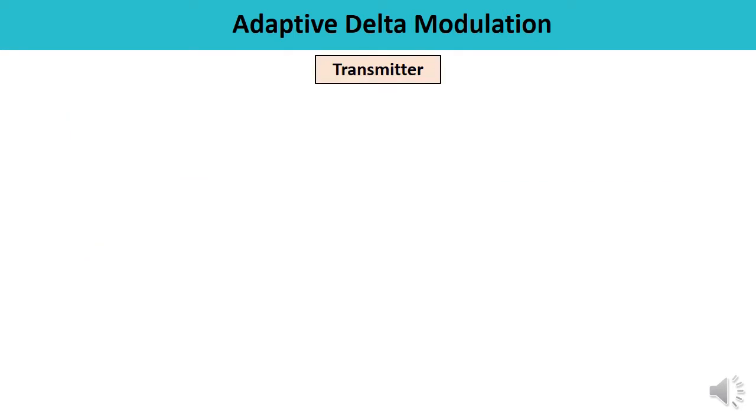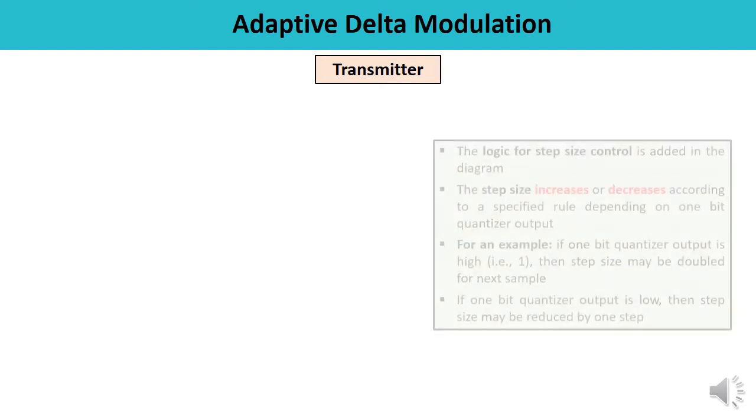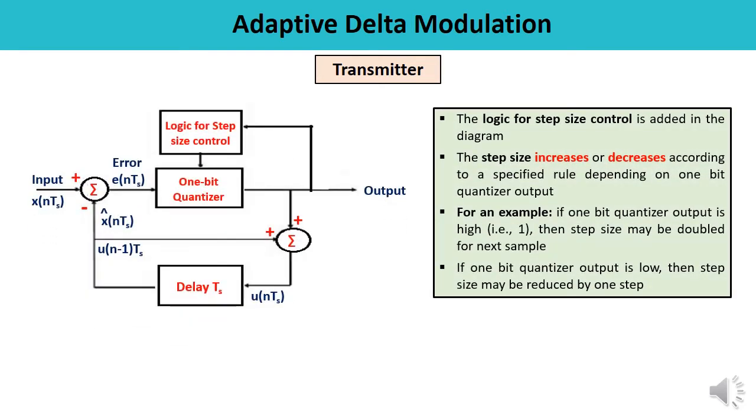Now let us discuss the transmitter section of adaptive delta modulation. First, we need to draw the block diagram. You can see over here, this is the transmitter section, and here the logic for step size control is added. When we discussed the diagram for delta modulation, this block was missing, and the rest of the block diagram is the same. So here you can observe that two summer circuits are used, number 1 and number 2.